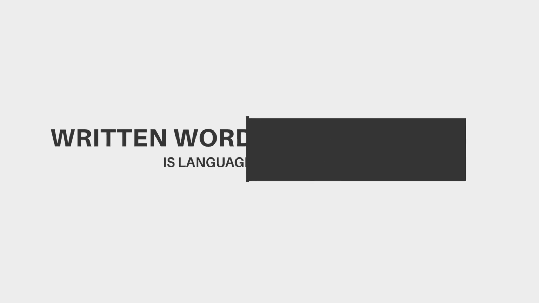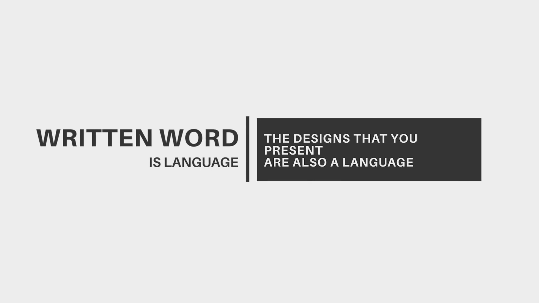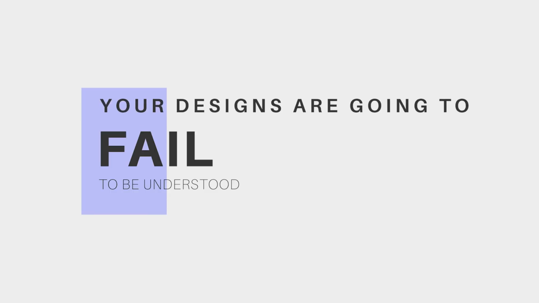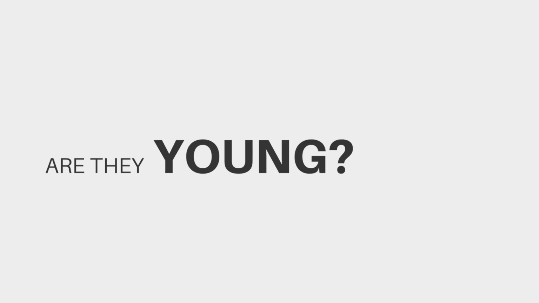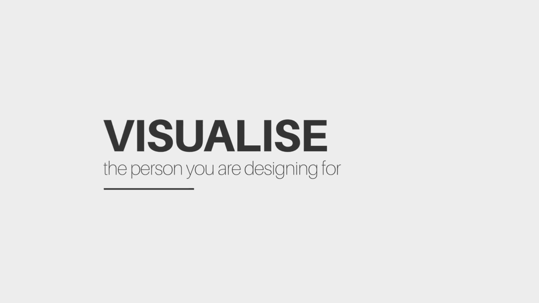The written word of the article is presented as a language, and the designs that you present are also a language. It's more of a visual form of communication. And if you don't know who you're trying to communicate with, then sorry to say, but your designs are going to fail to properly be understood and acknowledged by your target audience. You must do the research to find out what kind of people are going to be absorbing your designs. Are they male, female? Are they old or young? Are they wealthy? Do they like sports? And so on. When you can visualize the person you are designing for, then everything else can begin to fall into place a lot easier.